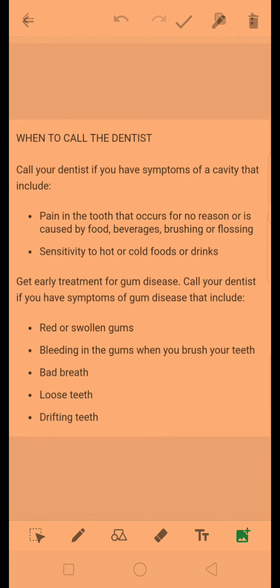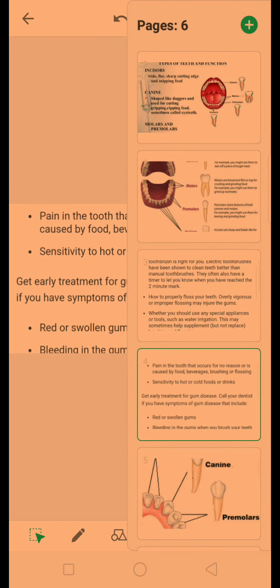Now next is when to call the dentist. So call your dentist if you have the symptoms of a cavity that include pain in the tooth that occurs for no reason or is caused by food, beverages, brushing or flossing, or sensitivity to hot or cold foods or drinks. You should get early treatment for gum diseases. Call your dentist if you have the symptoms of gum diseases that include swollen gums or bleeding in the gums, bad breath, loose teeth or drifting teeth. So these all are the times when you should call your dentist.